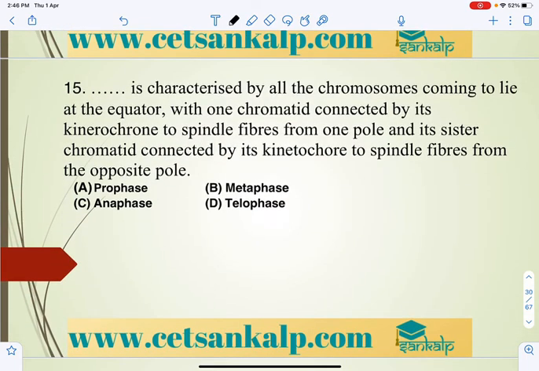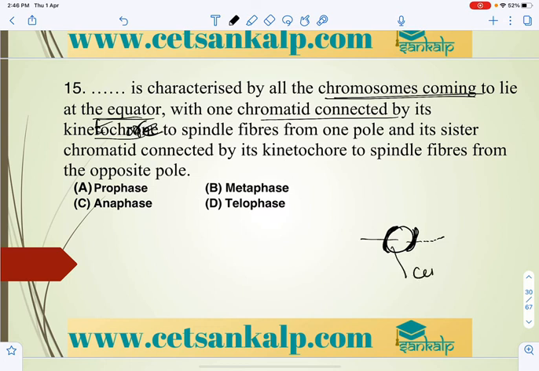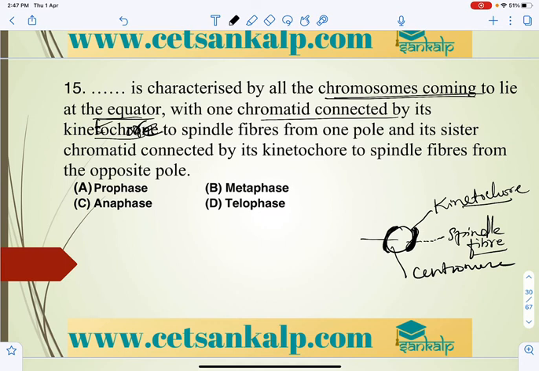So dash is characterized by all chromosomes coming to lie at the equator. In which phase can we say that chromosomes come to the equator with one chromatid connected by kinetochore? I've already mentioned what kinetochore is. It is a disc-shaped structure which surrounds the centromere, through which spindle fibers pass and get attached to the centromere. So this is the centromere, and this disc-shaped structure is called kinetochore, which receives spindle fibers formed by microtubules of the centriole and helps in the alignment.